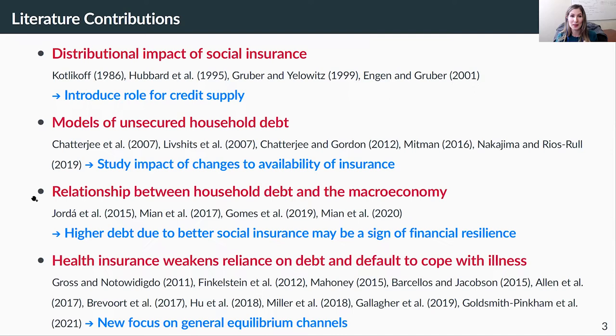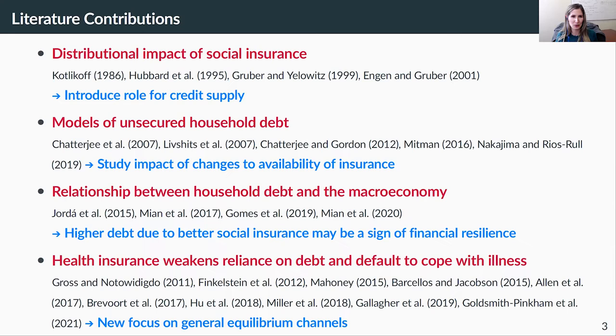The paper also has some implications for an interesting recent literature that studies the relationship between household debt and the macroeconomy. And what this research finds mainly is that higher debt is associated with a greater risk of macroeconomic crises, and that this is true for household debt in particular. Now, one of the implications from our paper is that sometimes higher debt could be due to something like better social insurance, which could really be a sign that households are more financially resilient. And what our research does is underscore that understanding these different institutional features, such as the size and nature of a country's social safety net, is likely important for understanding this relationship between household debt and financial fragility.